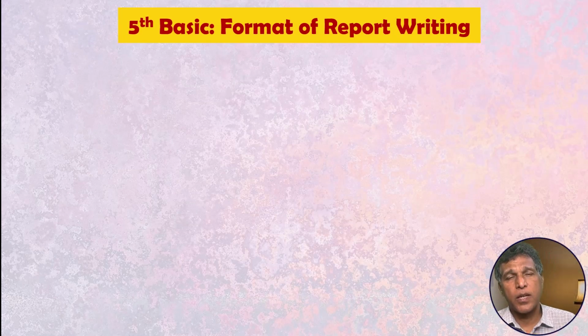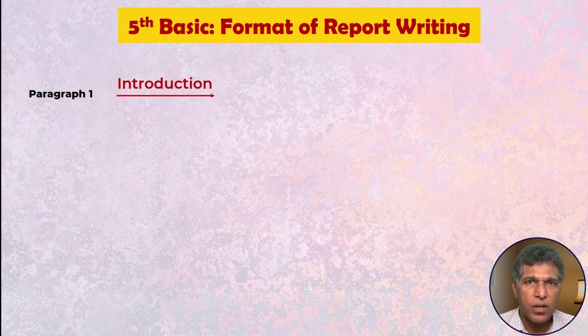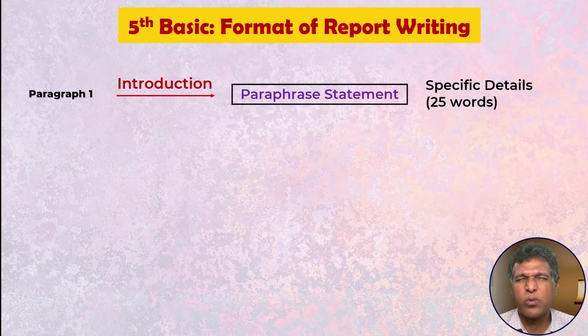The fifth basic is the format of report writing. If you get this structure right, you have already won half the battle. Paragraph number 1, the introduction. Here you paraphrase the task statement. You also add specific details. Keep it short, about 25 words.